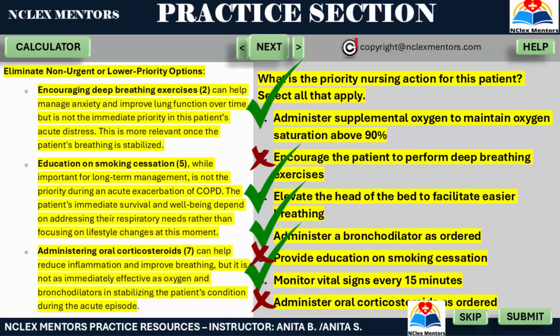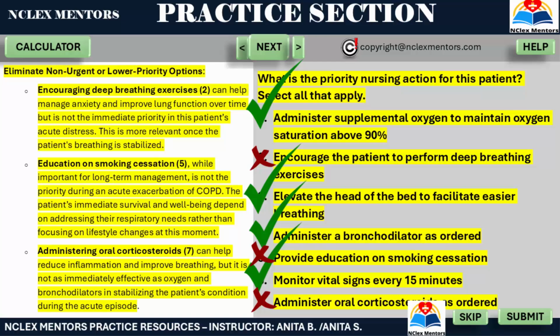Focus on the ABCs: airway, breathing, circulation. In this case, airway and breathing are the most urgent concerns. Ensuring the patient has adequate oxygenation and managing the exacerbation of COPD are top priorities. Administering a bronchodilator, 4, helps improve airflow and is essential for managing the acute COPD exacerbation, improving the patient's ability to breathe and reducing discomfort. Monitoring vital signs, 6, is also crucial for assessing the patient's response to treatment and detecting any further deterioration in respiratory function or circulation.